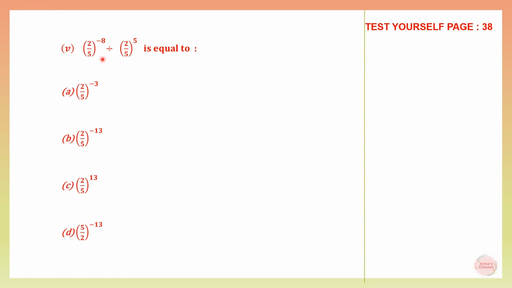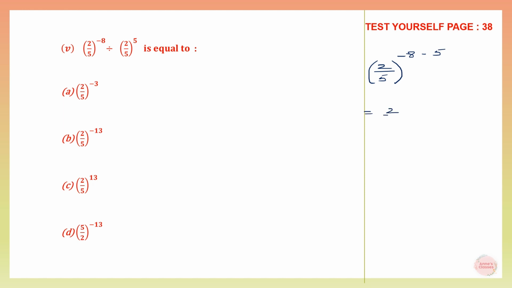Question 5. 2 by 5 raised to the power of minus 8 divided by 2 by 5 raised to the power of 5 is equal to what? Here the base is the same and it's division. That means you can subtract the powers. So here I can write this as 2 by 5 raised to the power of, now we have minus 8 minus 5. We can subtract the powers.